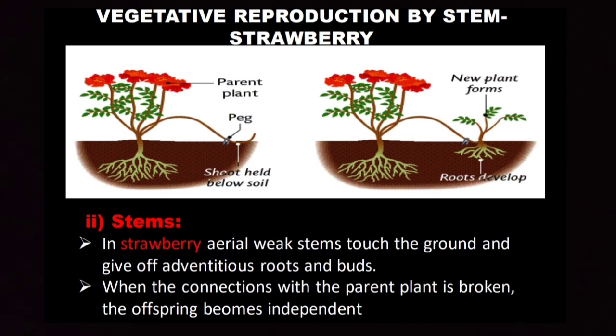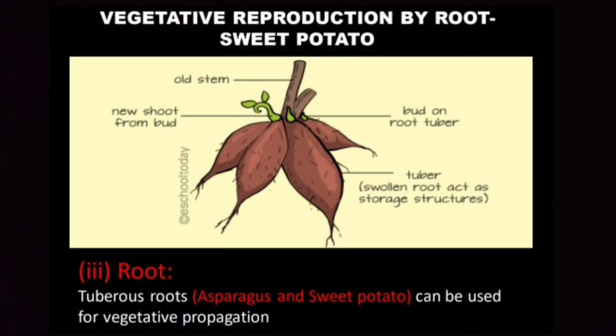Androecium is the male part of the flower. It is composed of stamens. Each stamen consists of a stalk called the filament and a small bag-like structure called the anther at the tip. The pollen grains are produced in the anther within the pollen sac. This is the structure of the anther.